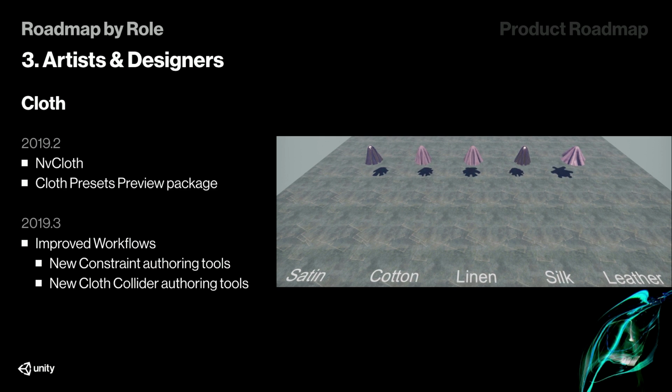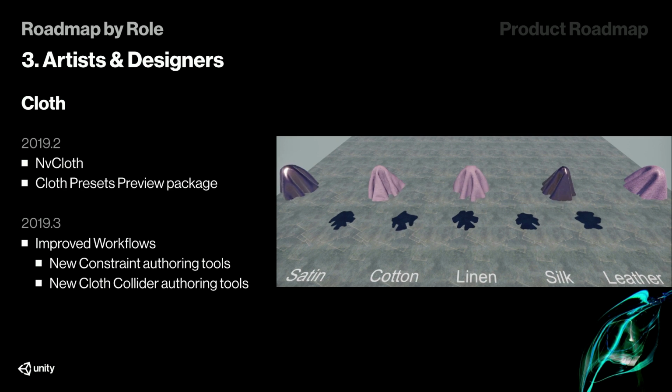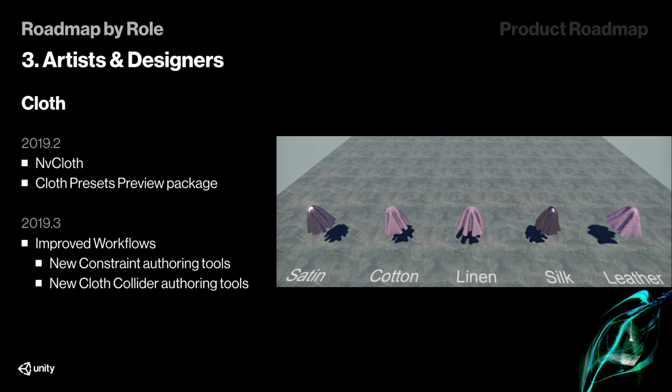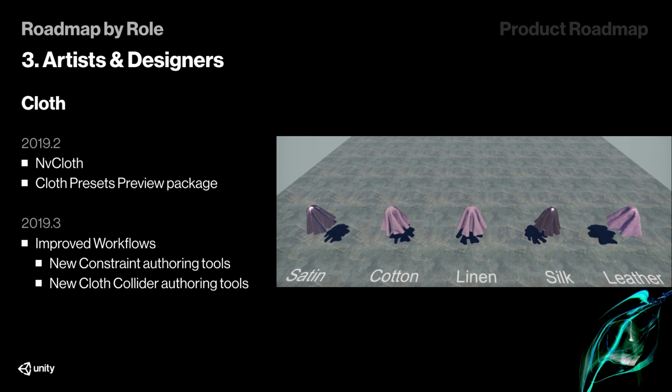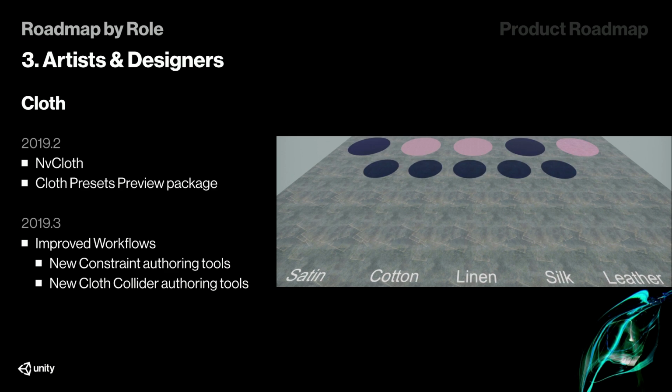Cloth. With .2, we are moving to NVIDIA cloth. And we have a cloth presets package, which you can see here, that just gets you started a little bit faster. And then in .3, we are focused on improving workflows and making it easier for you to author cloth inside of Unity.